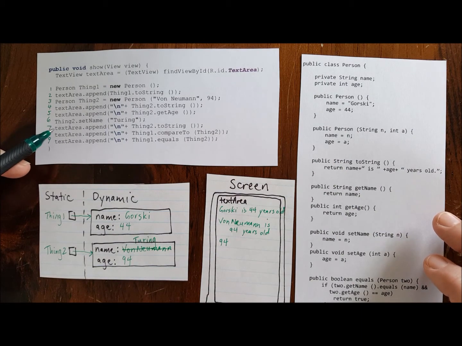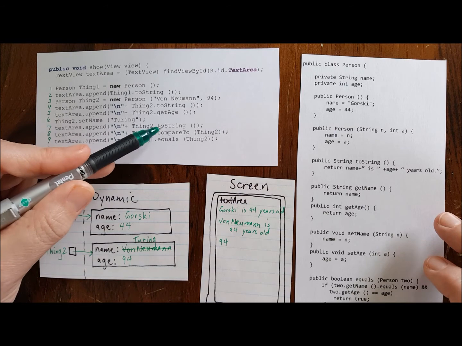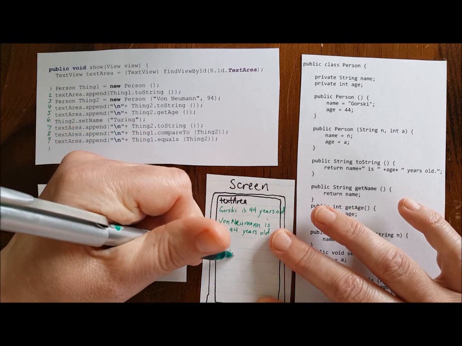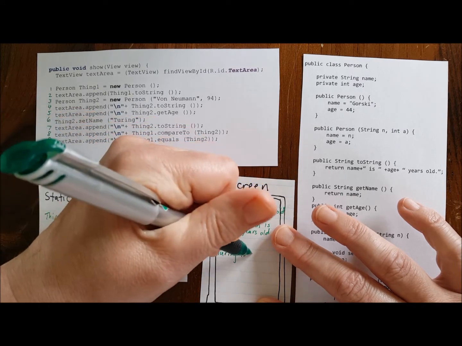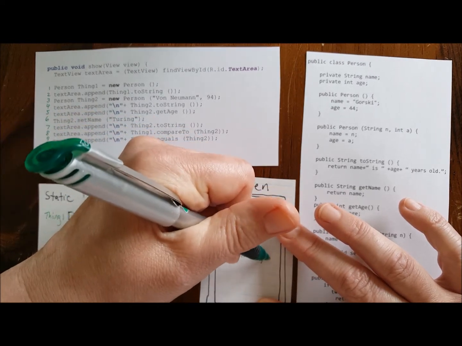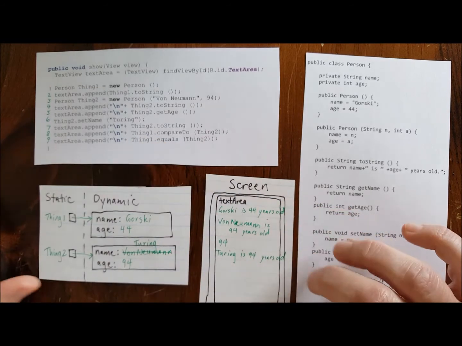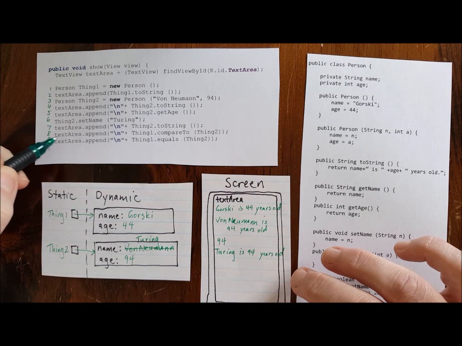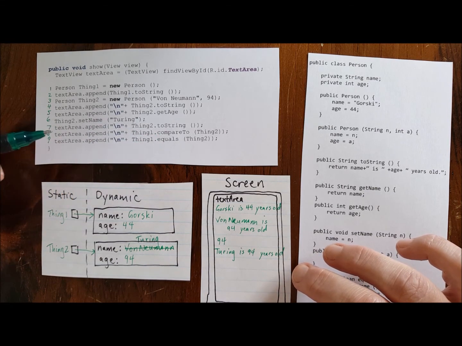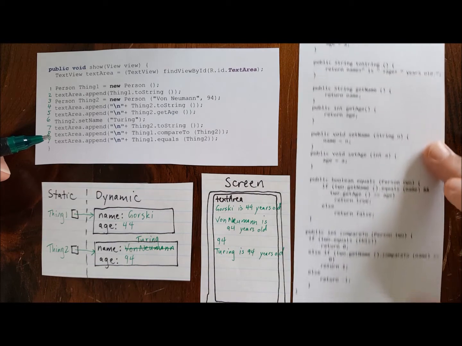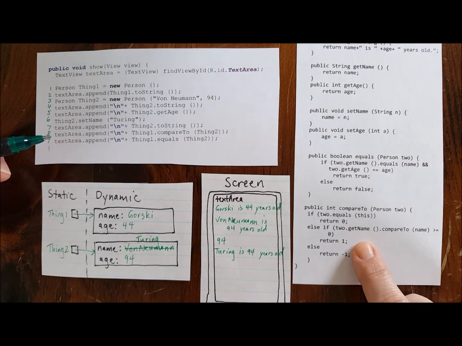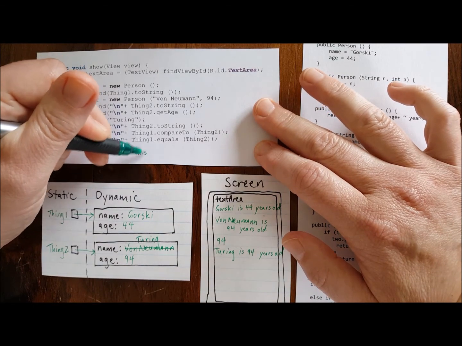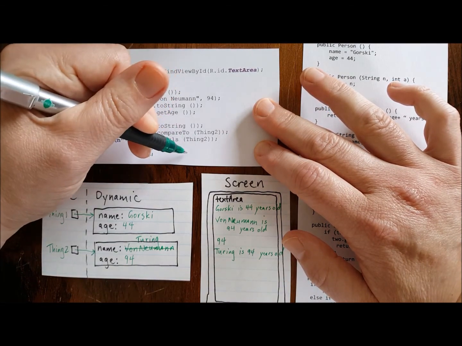This is on line 6. So on line 7 it says to call thing2 toString. So thing2's name is now Turing, is 94 years old. Okay, so now I've put out Turing. Now we're at TextArea.append thing1 compared to thing2. And we're comparing them on the basis of the name. So thing1's name was Gorski, and thing2's name was Turing.